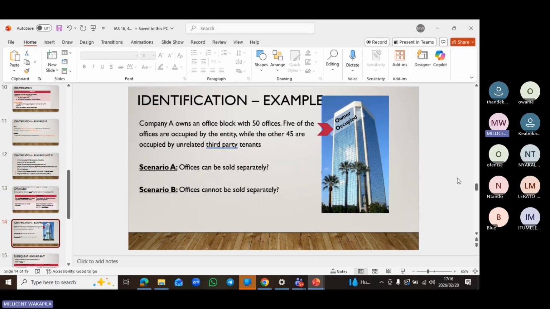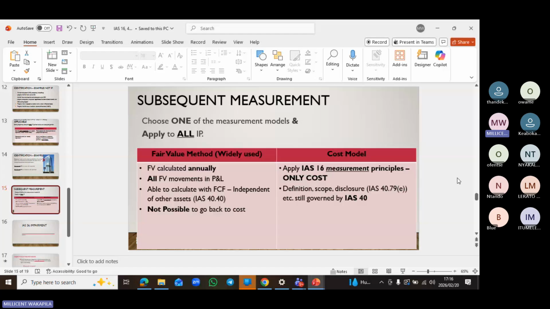I hope it's clear. And also the subsequent measurement. You choose one, but at the end of each year, with the fair value model, you have to adjust to fair value. The cost model is the same as IAS 16, but it's rarely used for investment property. The one that is mainly used is the fair value model, and at your level you mainly use the fair value model.